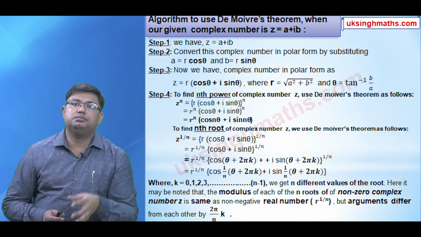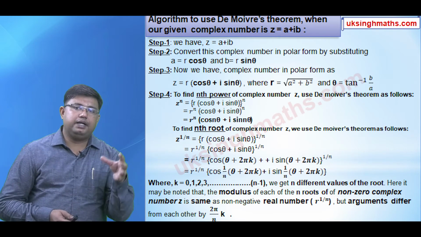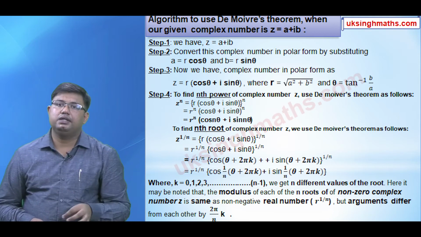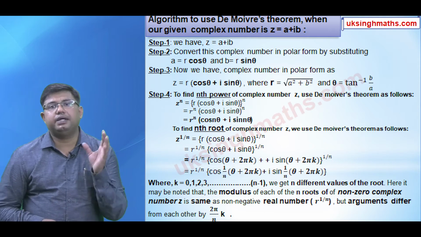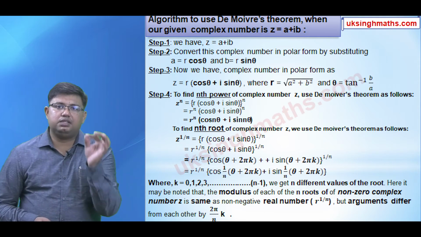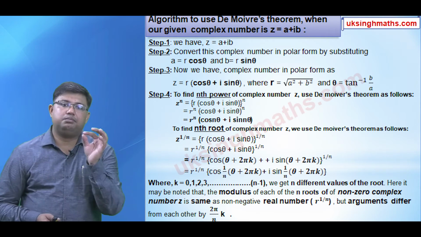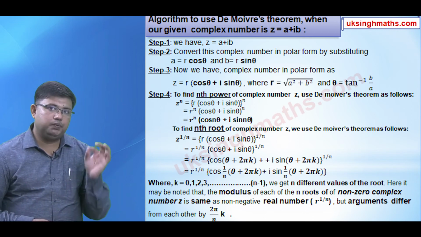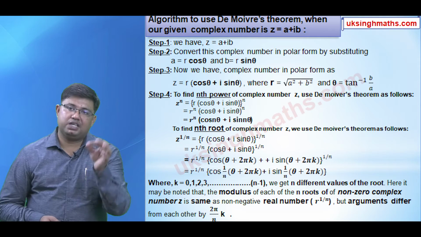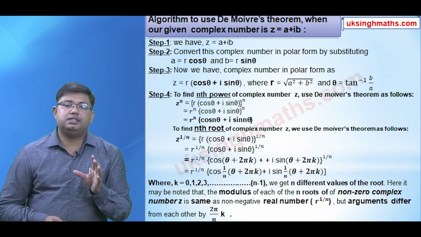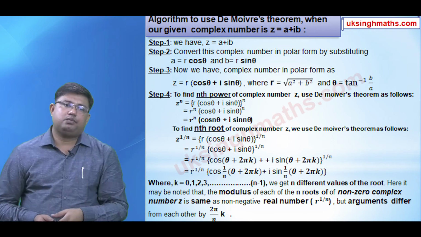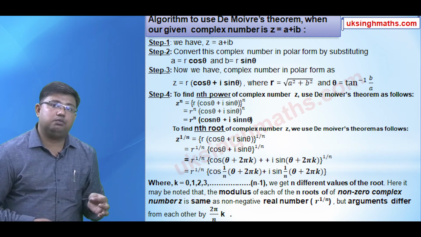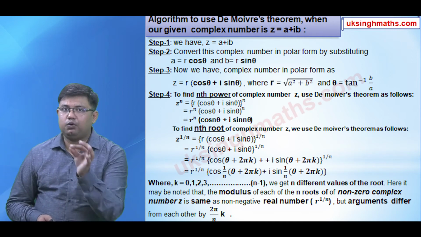Now let us see the algorithm to use de Moivre's theorem to find the powers and roots of a complex number. Step 1. Suppose we have a complex number z equal to a + ib given in Cartesian form. Step 2. Convert this complex number into polar form by substituting a equal to r cos theta and b equal to r sin theta. Step 3. You will have the complex number in polar form as z equal to r (cos theta + i sin theta), where r equals the square root of a squared plus b squared, which is the modulus of this complex number, and theta equals tan inverse b by a, which is the argument of the complex number.